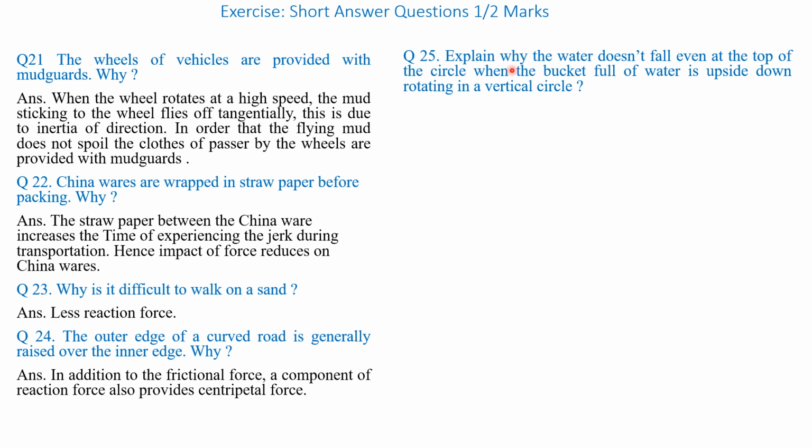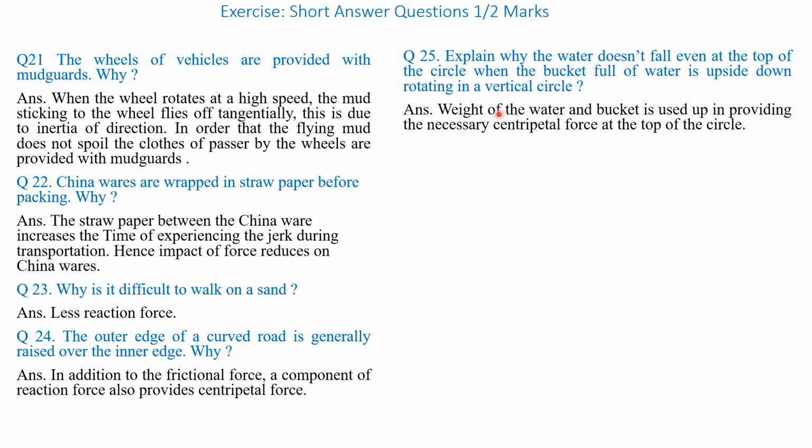Question 25. Explain why the water does not fall even at the top of a circle when the bucket full of water is tilted upside down rotating in the vertical circle. Answer is, the weight of water and bucket is used up in providing the necessary centripetal force at the top of the circle.